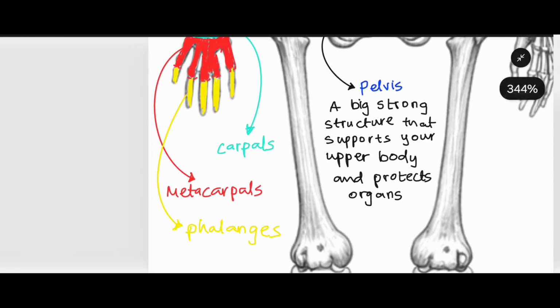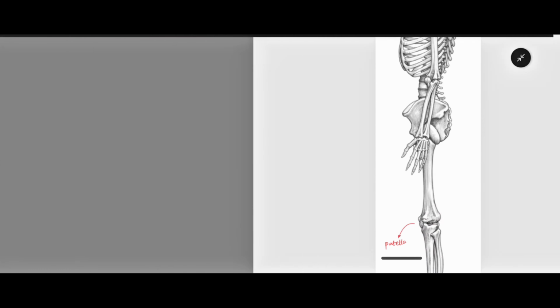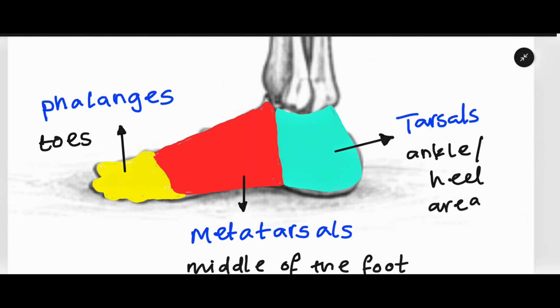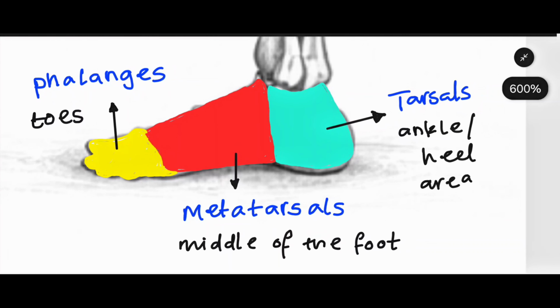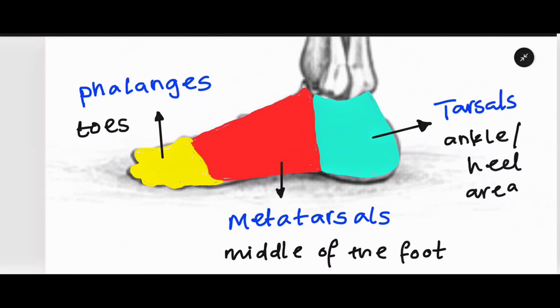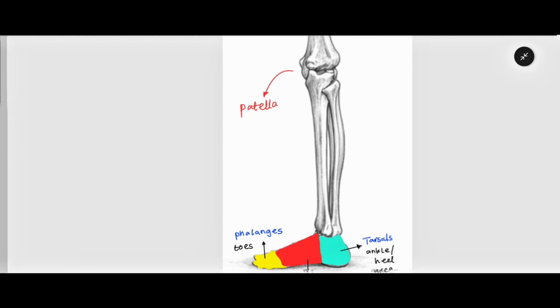and yellow in phalanges. We also have a similar thing with the bones in the foot. We have green, red, yellow, that Cameroon flag again, and this time the green around the ankle heel area, we call that the tarsals. The red in the middle of the foot, we call that metatarsals, and at the toes, the bones there are called the phalanges.